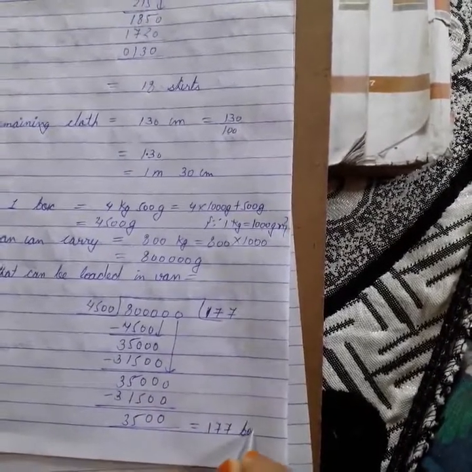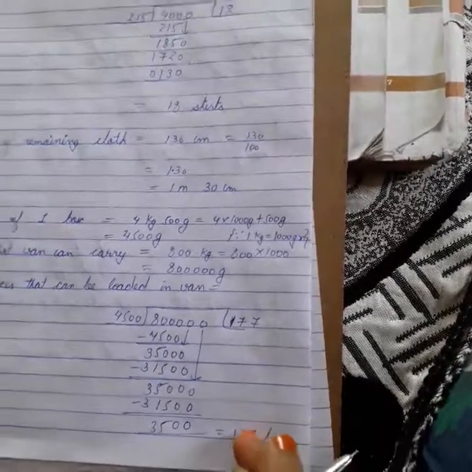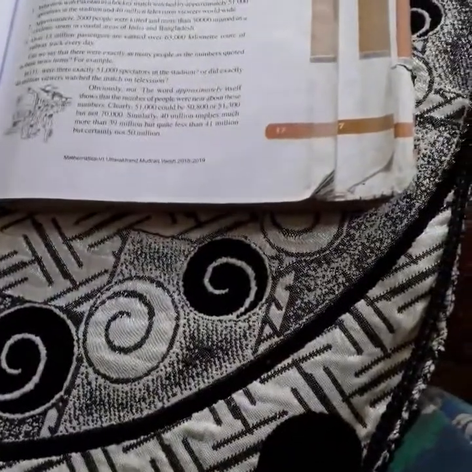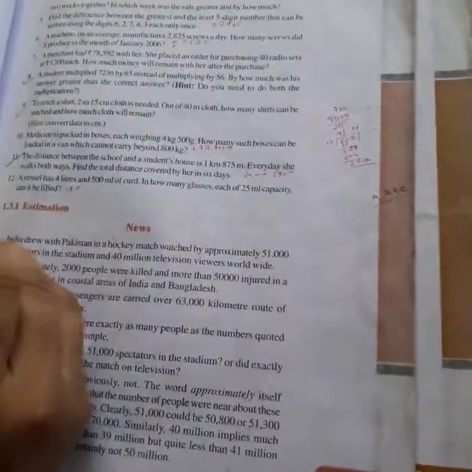177 boxes. Is it clear to all of you? Okay. Now see. Next is our question number 11.